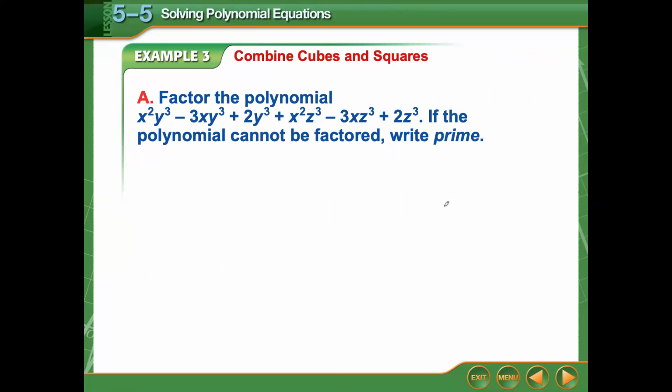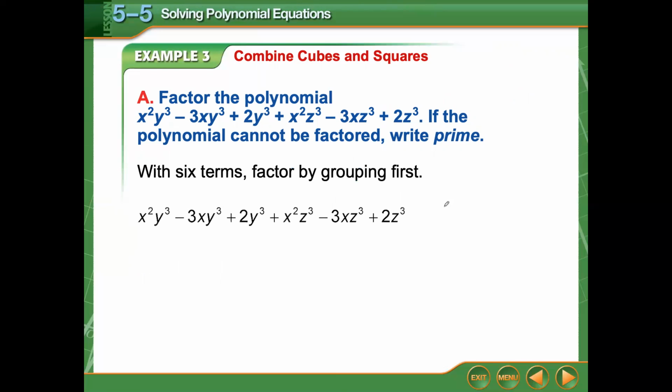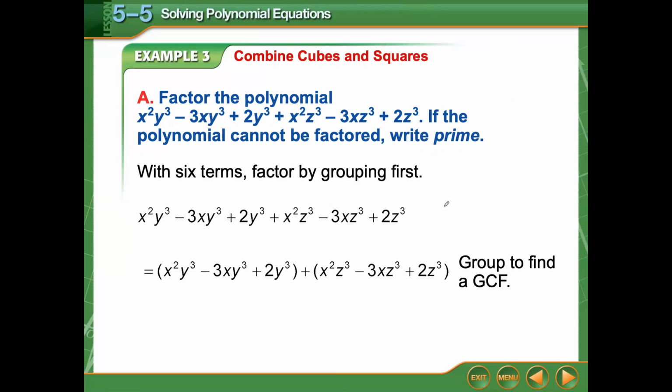All right, taking a look here at combining cubes and squares, we have quite a bit going on here. Definitely trying factoring by grouping and seeing what they have in common. So we're gonna get two groups of 3. We're gonna notice that the first 3 all have y's in them, and the second group all has z's in it. So we're gonna pull out the GCF. The GCF is y cubed of the first and z cubed in the second.